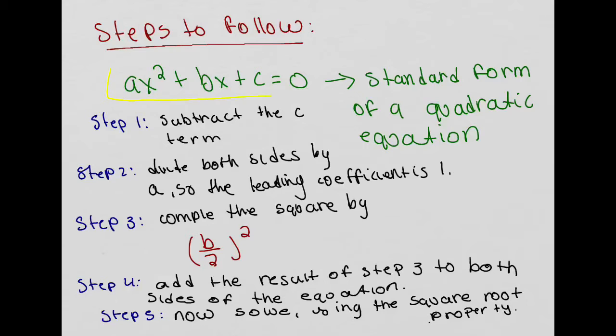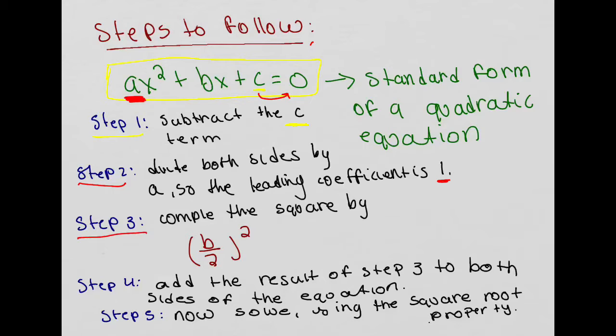This is the standard form of a quadratic equation. The first step will be to subtract the c term, which is this one right here. So we want to move c to this side. Step 2 is to divide both sides by a, the coefficient of the first term, the leading coefficient. Now the idea is that you want the leading coefficient to be 1.